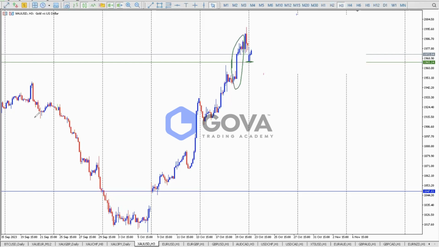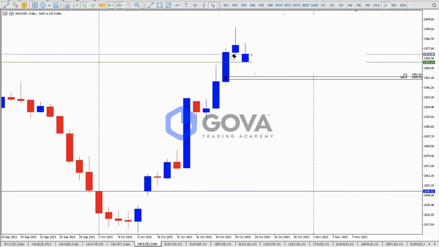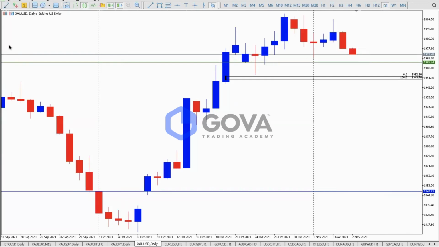And how do I know that? Let me highlight the zone here. After highlighting the zone, I'm going to switch to the D1 time frame so that I won't lose the area. Now, when I switch to the D1 time frame, you can see that this is the candlestick we are looking at. We are looking at this bullish candle.